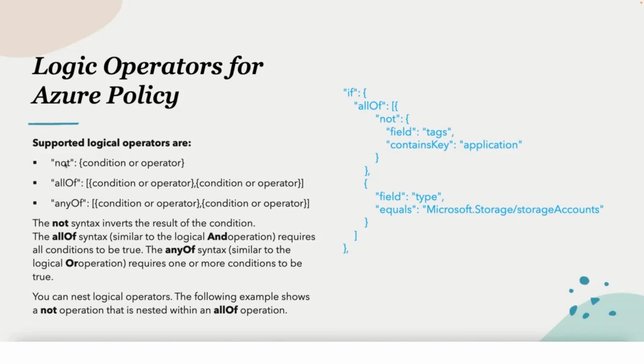The not simply excludes different scenarios or requirements. All of includes all of the conditions that are provided for that policy. Any of seeks to achieve a pass if any of the conditions are met.